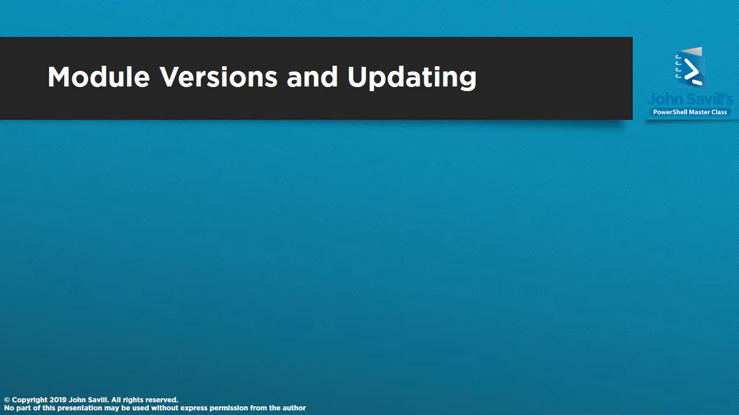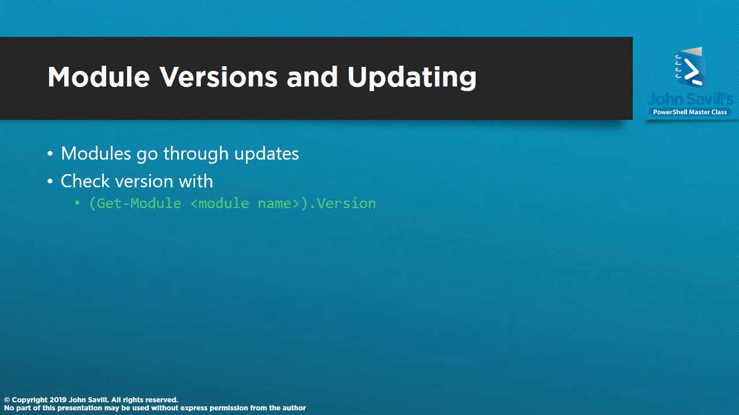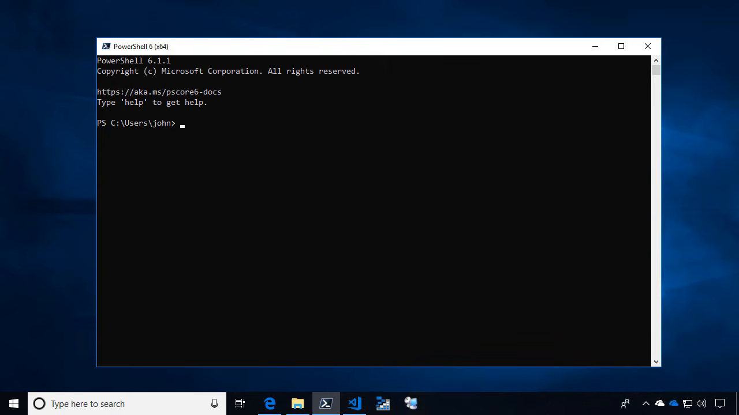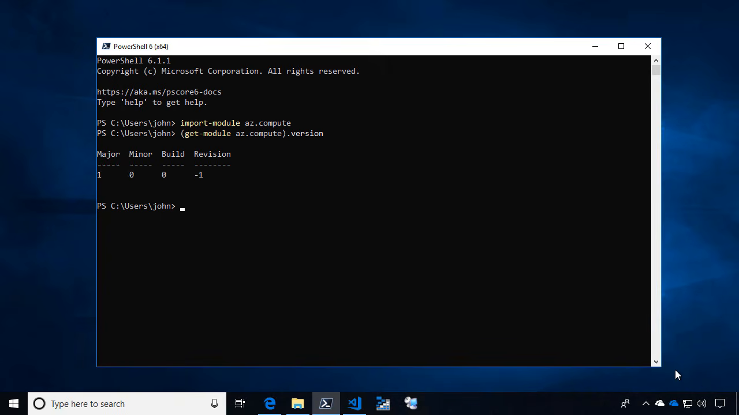Modules do get updated. I can always check the version of a particular module I have. We have Get-Module, the name, and I'm putting it in brackets so it outputs its object, and then I can look at the attribute of its version. So for example, if I import my module Az.Compute, and then I do (Get-Module Az.Compute).Version, I can see the version of that module.